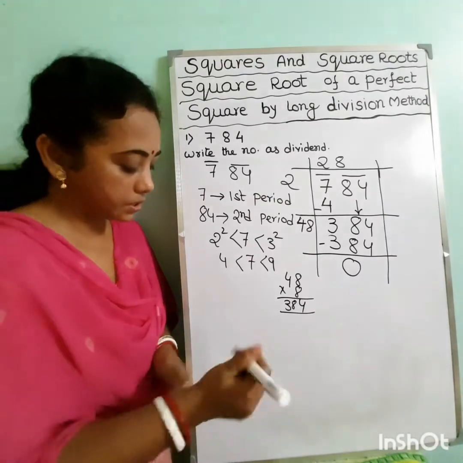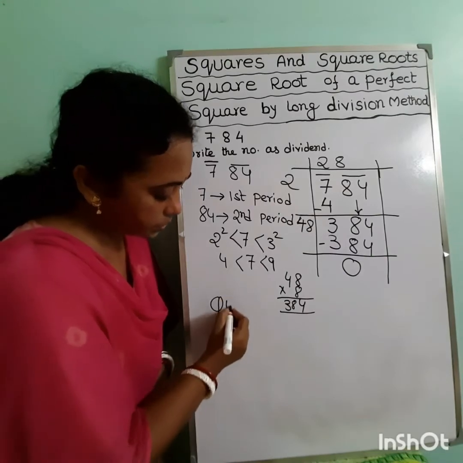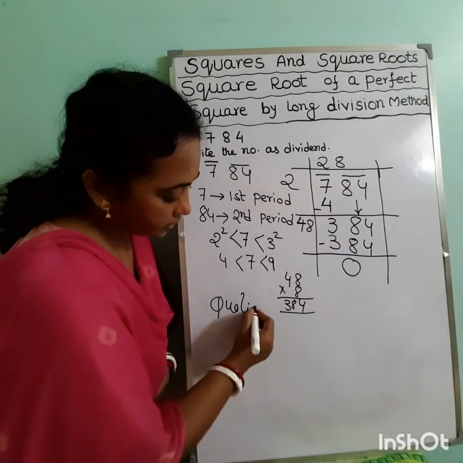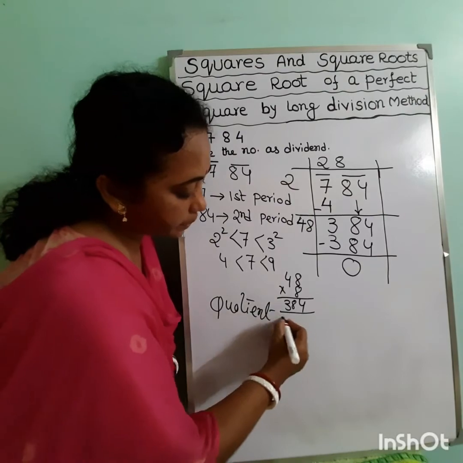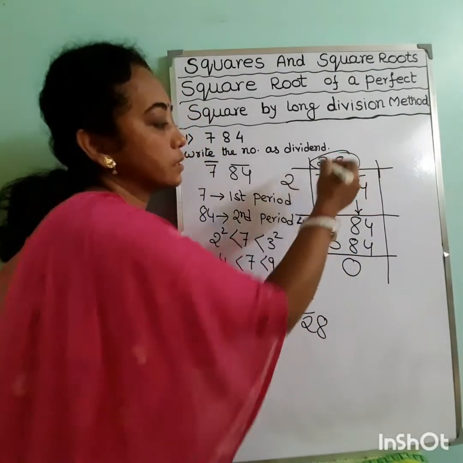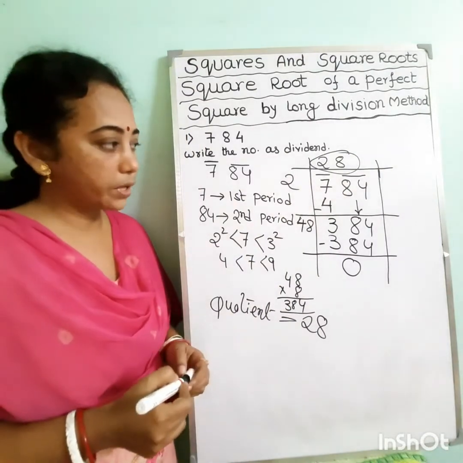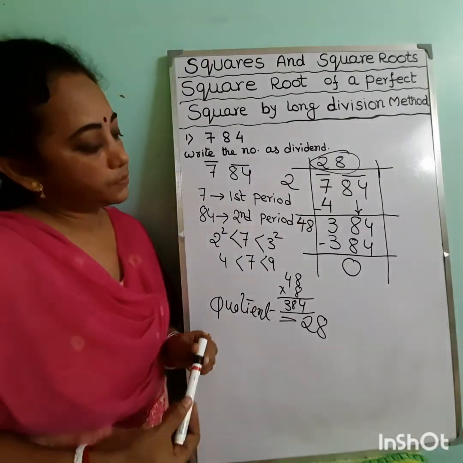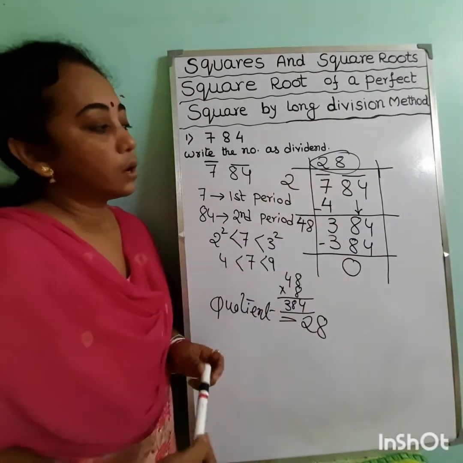So what is the quotient here? The quotient of the given number is what? That is coming here 28. This is our quotient. This 28 is the quotient of this division.